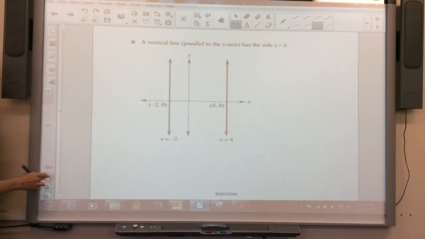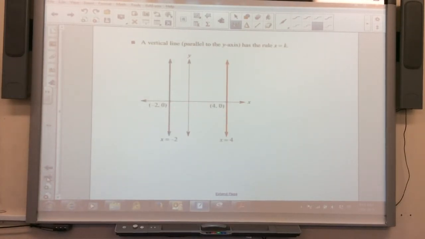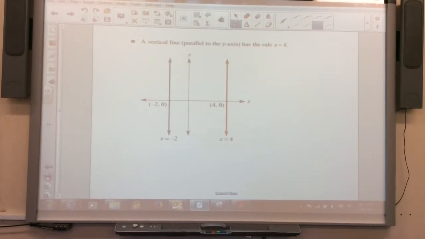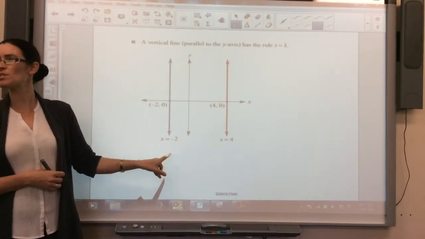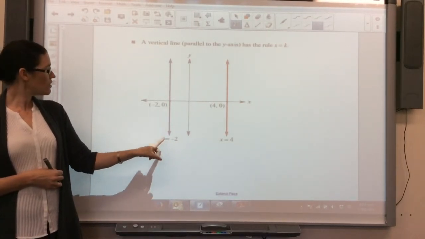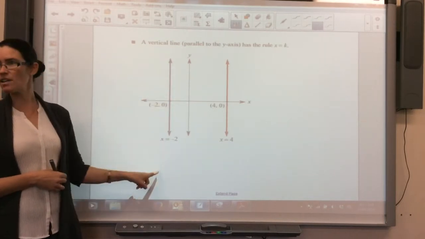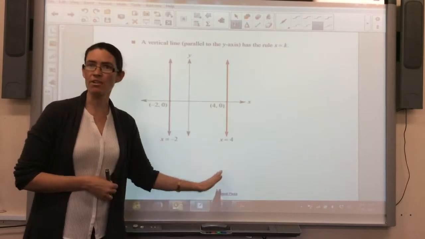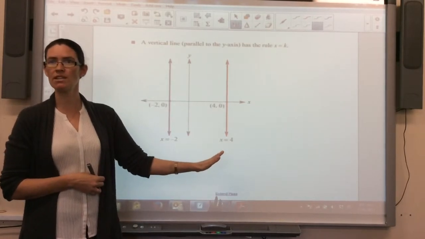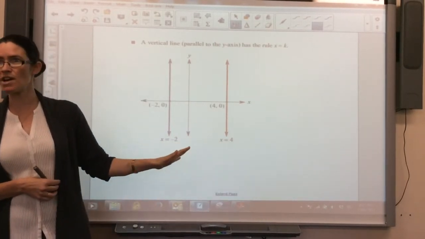Okay, this one, remember the undefined, the straight up and down lines? These have infinite gradient. These cut straight through an x value and they just say x equals the constant that they pass through. So x equals -2 cuts through x equals -2. X equals 4 cuts straight through x equals 4. Does that make sense? And they have undefined gradient.